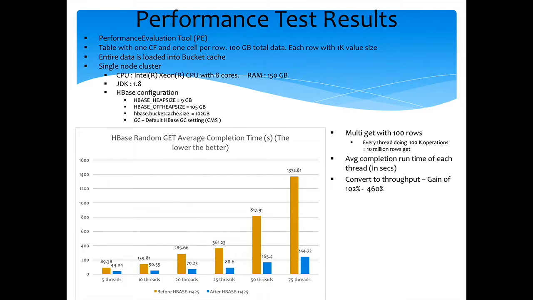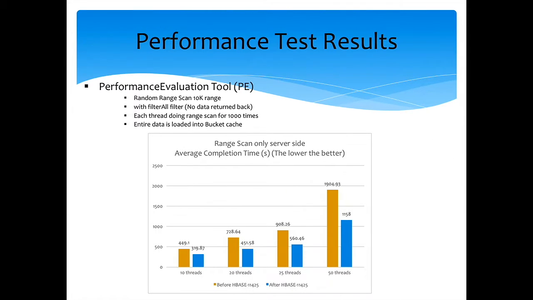So we'll move on to the results. To start with, we did some experiments with the performance evaluation tool and also with YCSB. Here it's just a single region server setup, and you can see the cluster setup also. We had an off-heap size of 105 GB, and the heap size is only 9 GB. It's pure read workload testing. Once we wrote all the data, we ensured that all the data was loaded into the cache, in this case the bucket cache, and we were able to check the multi-get operation here. So you can see the improvement that you get.